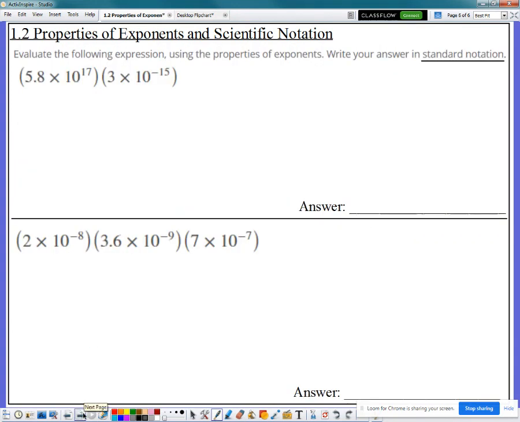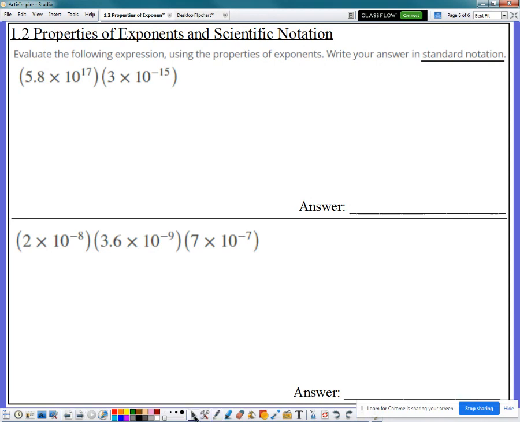And on this last slide, we have 2 last examples. So let's go ahead. It says evaluate the following expression. Use the property of exponents. Write your answer in standard form. So we need to write our answer in standard form. So I'm going to do the top one for you. So if you look at this, we have 5.8 times 10 to the 17th times 3 times 10 to the -15th. So I'm going to do the top one with you.